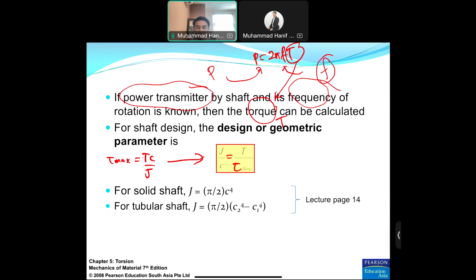And J, as usual, has a different formula for every different geometry. For example, for a solid shaft, J equals pi over 2 times c to the power 4. But for a tubular shaft, it is different: J equals pi over 2 times the bracket c2 to the power 4 minus c1 to the power 4. This is given in slide number 14. So we use the same J formula. All right, so this is an example in daily activities.